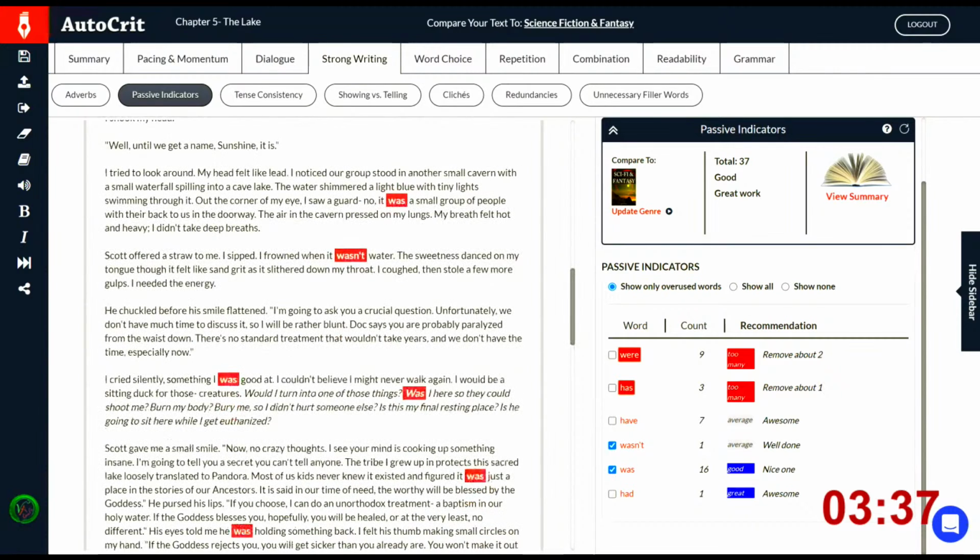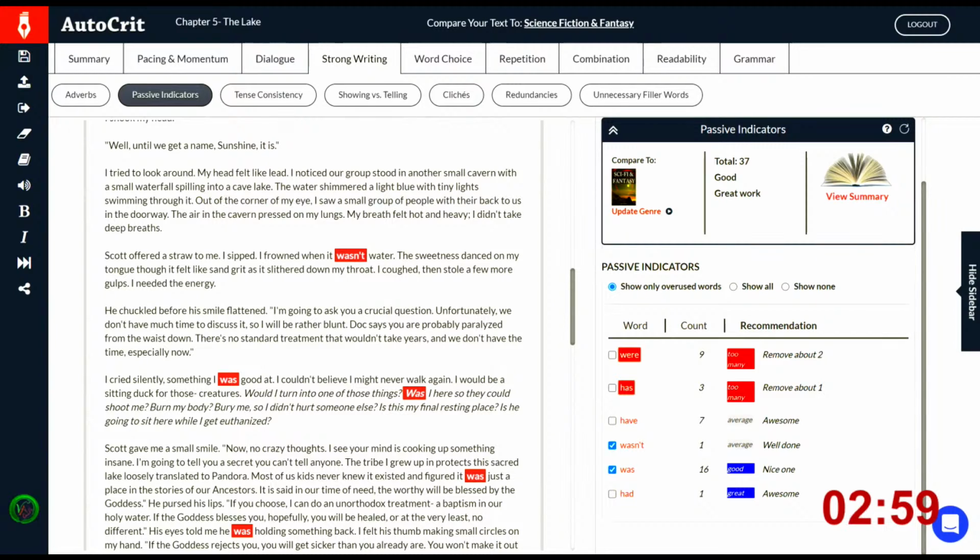All right. Out of the corner of my eye, I saw a guard. No, it was a small group of people with their back to us in the dark, in the doorway. I hate the sentence, so we definitely need to fix it. I saw a small group of people with their back to us. Out of the corner of my eye. All right, that sounds much better. Out of the corner of my eye, I saw a small group of people with their back to us in the doorway.